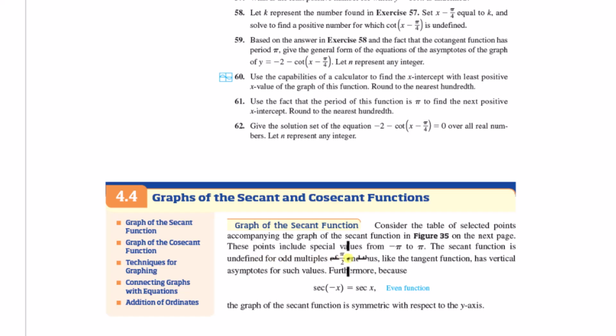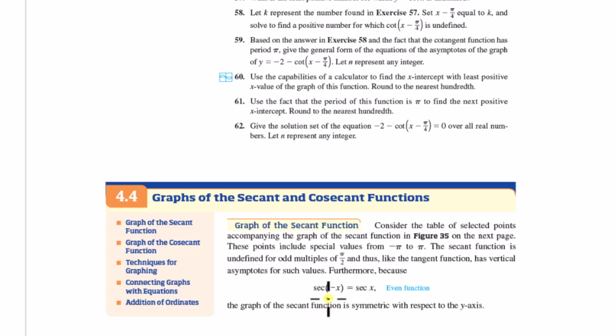These points include special values from minus pi to pi. The secant function is undefined for odd multiples of pi over 2, and thus, like the tangent function, has vertical asymptotes for such values. Okay, and then secant is an even function.